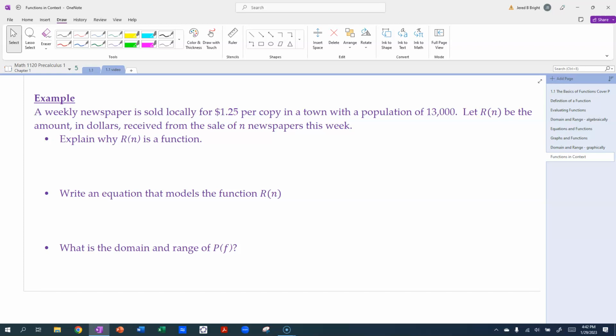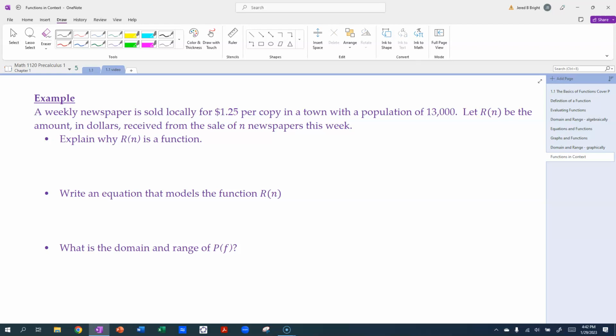I'll let you write it down, but if N, so N is the number of what? Sale of N newspapers. So N is the number of newspapers. So for a certain number, we have a certain revenue, right? And we can't have 2 revenues for the same number of newspapers, okay?